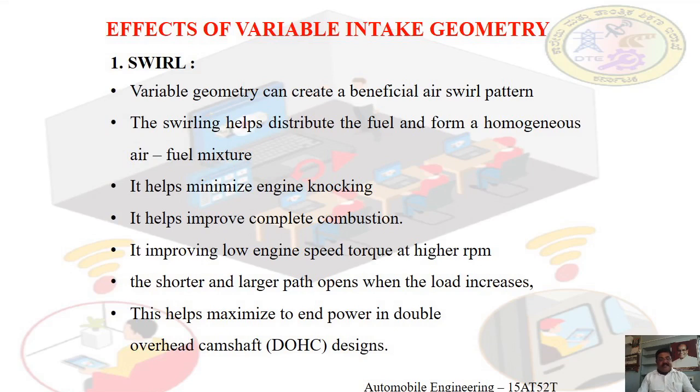Variable geometry can create a beneficial air swirl pattern or turbulence in the combustion chamber. The swirling helps distribute the fuel and form a homogeneous air fuel mixture. In the combustion process, it helps minimize engine knocking and helps facilitate complete combustion.